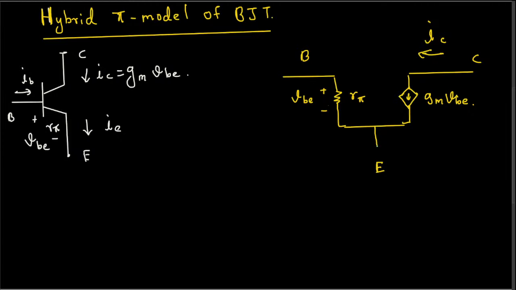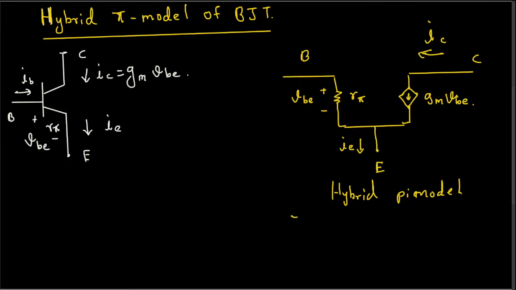Okay, and all of them go to the emitter, and the current that goes through the emitter is IE. Okay, so this is the hybrid pi model diagram. Okay, it's called hybrid pi model because this one looks like a pi, almost like a pi shape flipped downward. So that's why this one is called hybrid pi model.